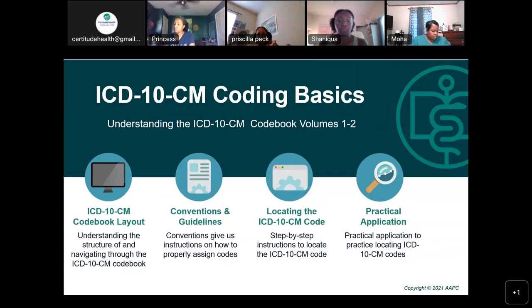Conventions and guidelines, we didn't really get a chance to deep dive into, and we will do more of that tonight. Locating the ICD-10-CM code, you've probably had some experience with that in doing your homework, but we are also going to walk through some examples. And then the practical application. This chapter is probably going to feel a little challenging because remember the practical application is not multiple choice. So you will have to rely on what you see in the codebook.